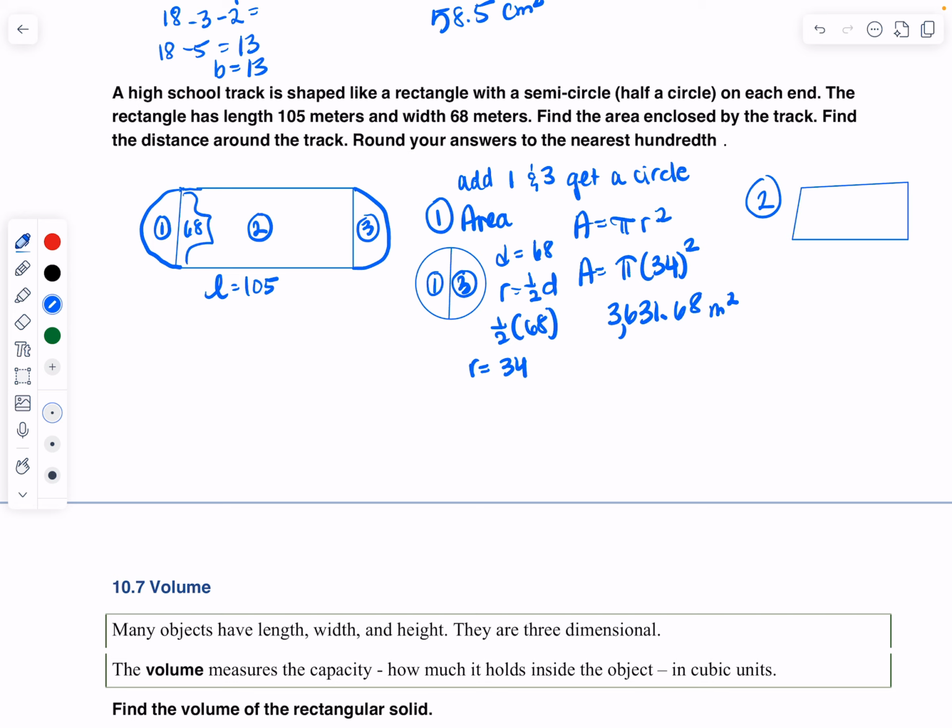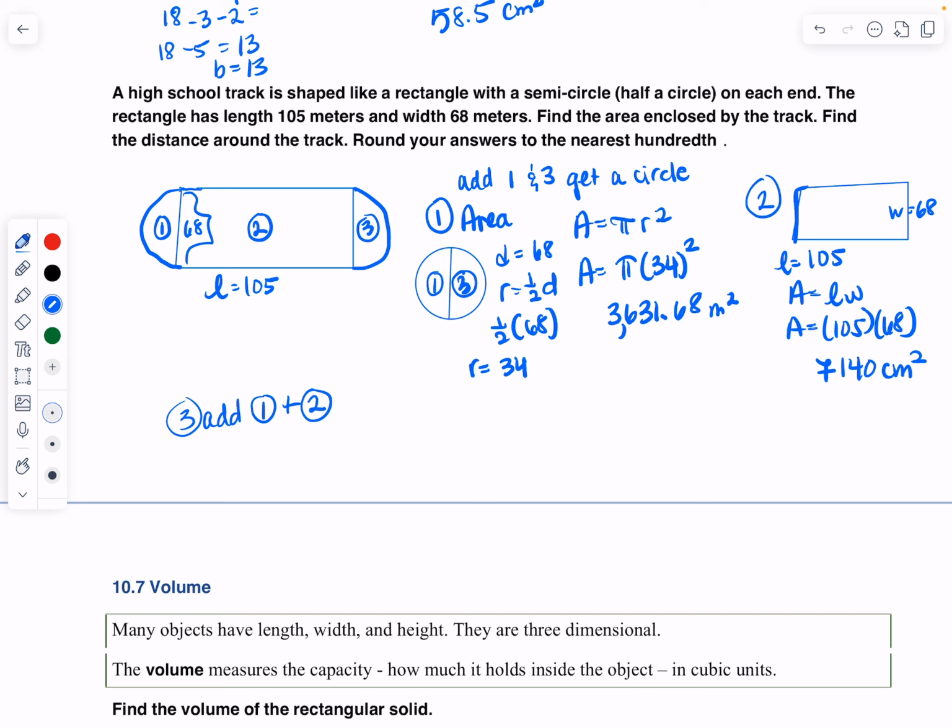Okay, so when we do that, we get 105, which is the length, and 68 is the width. So area equals length times width. So area equals 105 times 68. So 105 times 68 will give me 7,140 meters squared.